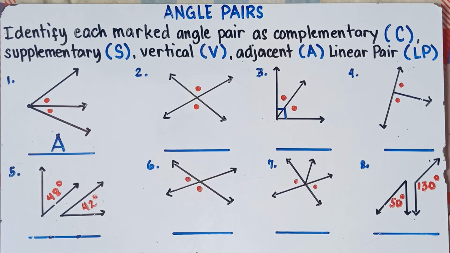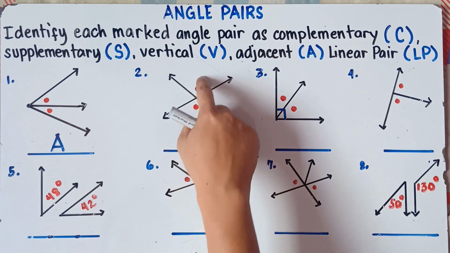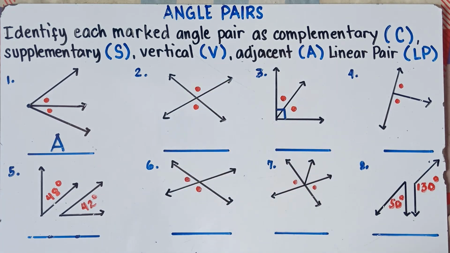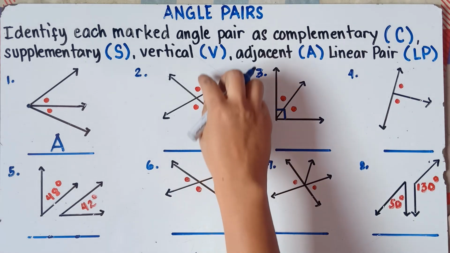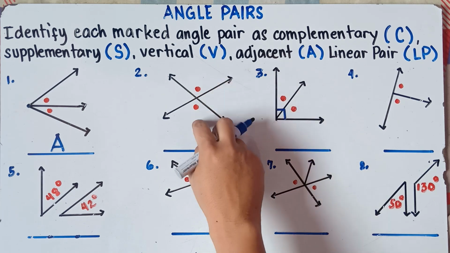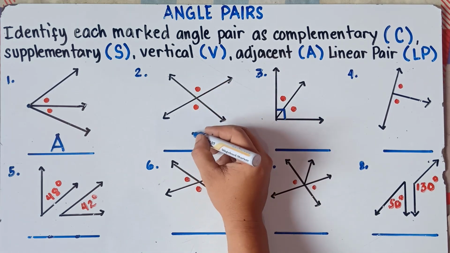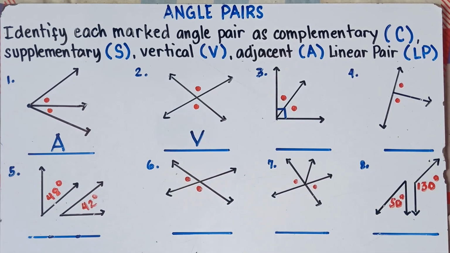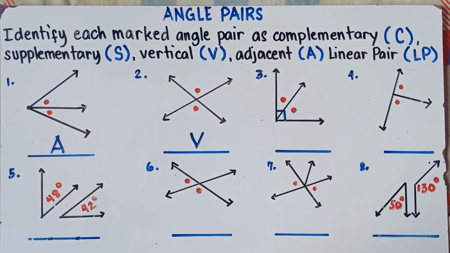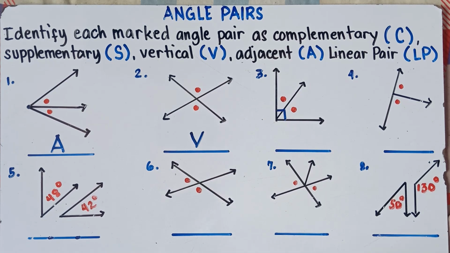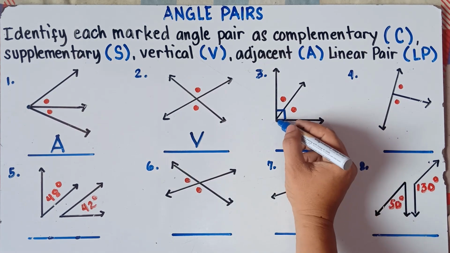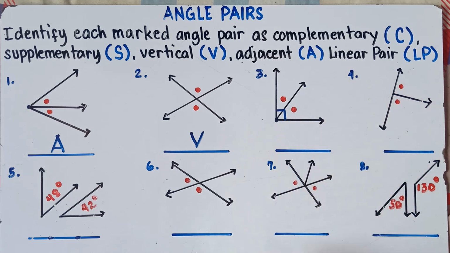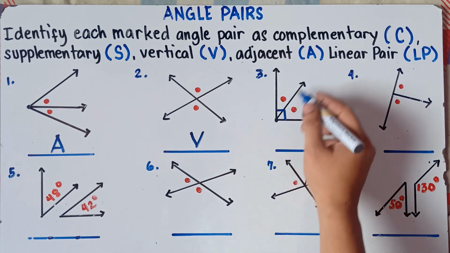Alright, number two. These two given angles with regards to this marking. What is this one, class? That's correct. It should be vertical angles because the two angles are opposite to each other. So, we will have V, vertical angles. Now, for number three, can we call this one adjacent angles? Do they share a common vertex and a common side? Yup, they share a common vertex and a common side.